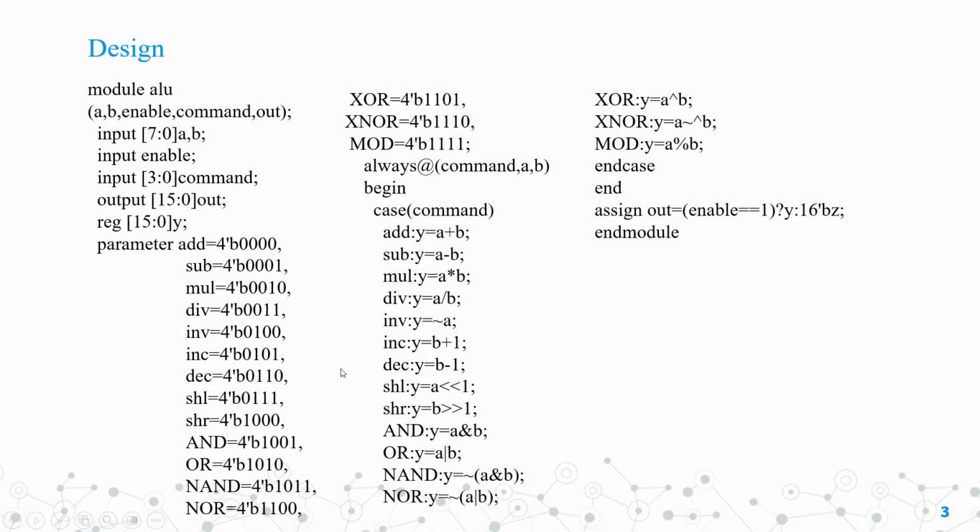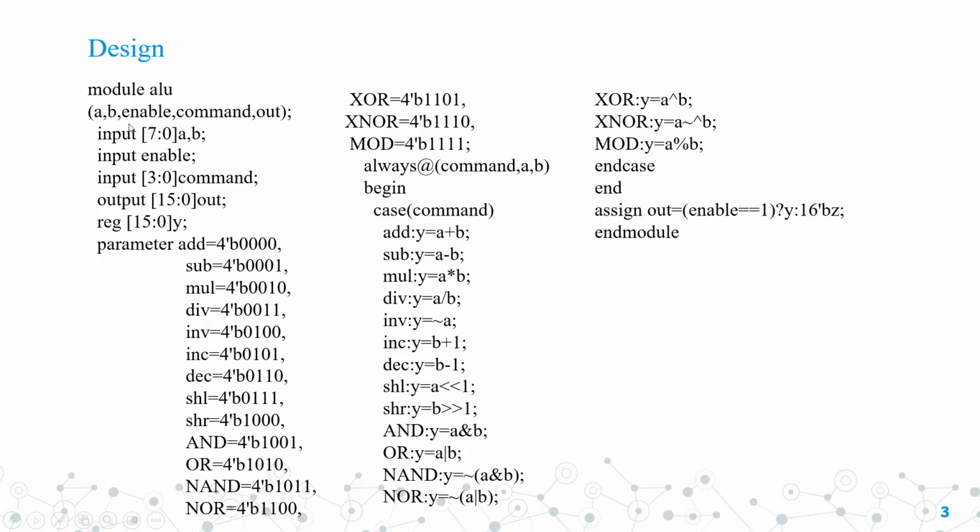Coming to the design part, the main ports of the design are the input ports, which are A, B, enable and command, and one output, out. These input ports are used to send data to the design, and various arithmetical and logical operations will be calculated according to the command we choose in the input. With that, it will give an output for us.